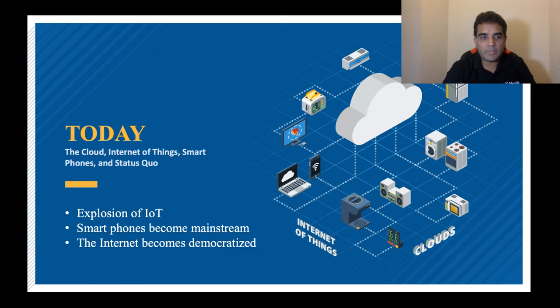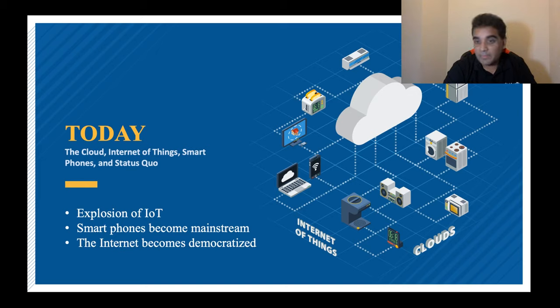Today I'm going to start with what's the status quo? What's the cloud, the Internet of Things, smartphones, and how things are right now. So we've had an explosion of Internet of Things. There are devices, small and big. You can find them in your appliances, in your vehicles, and even in industry. Manufacturing industries and consumer businesses all over the place are using these devices.